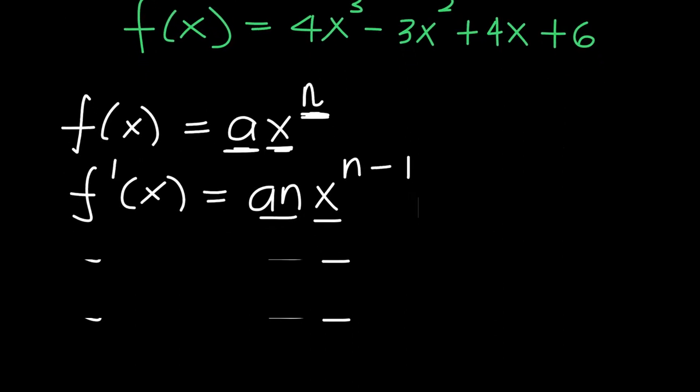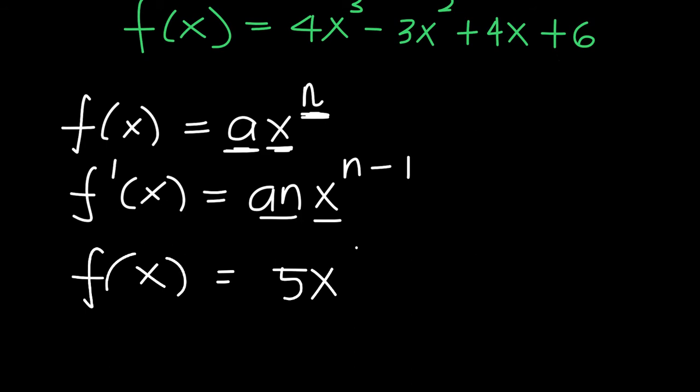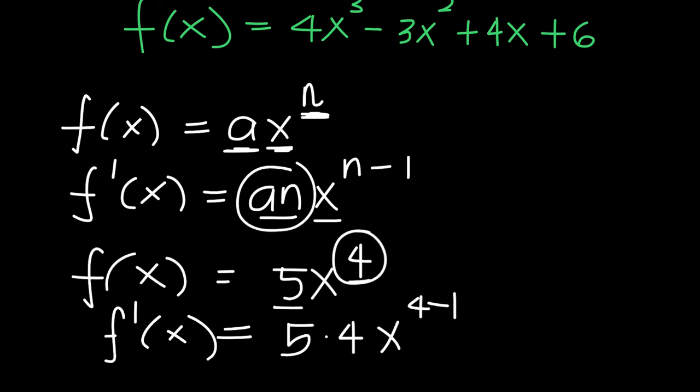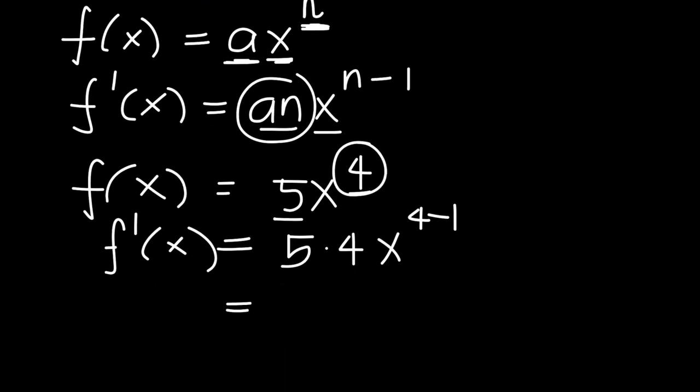For example, if the function is equal to 5x to the fourth, then the derivative of this function is equal to 5 times 4, that's a n, x to the n minus 1, the original exponent minus 1. So 4 minus 1 is equal to 3. Then you can simplify: it is equal to 20x to the third power.